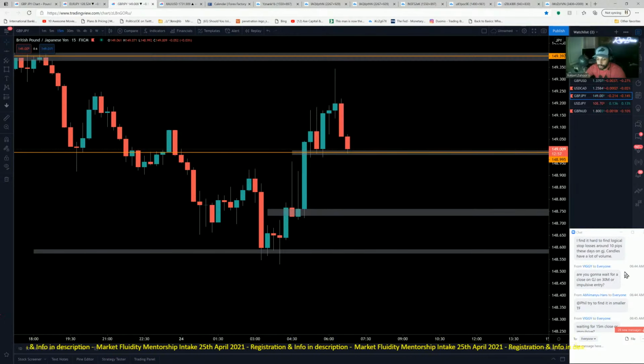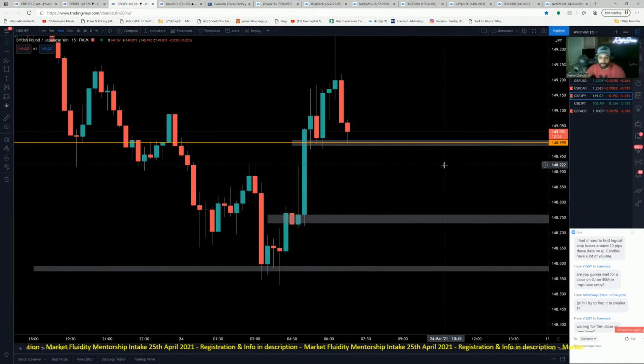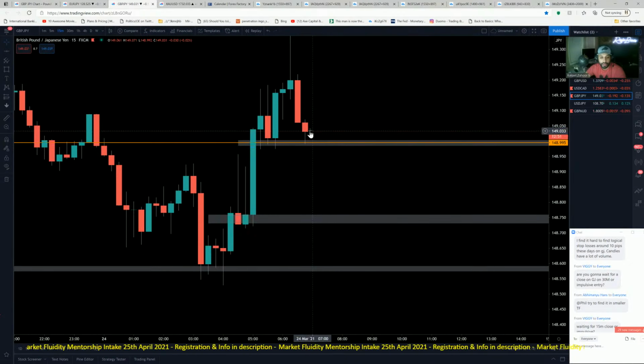Are you going to wait for the close on the 30-minute or wait for an impulse entry? Well, I guess we'll have to wait for the candle to close, right? Because I want this candle to close bearish and the next one to break the low to continue down, or we'll see, but not this candle. Have to wait for the next candle.